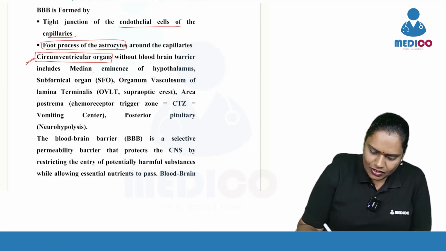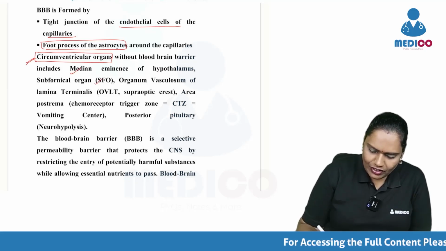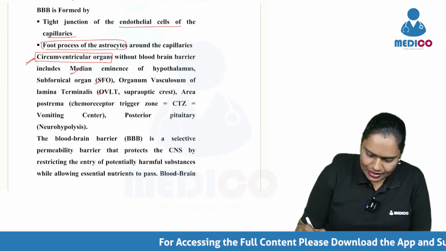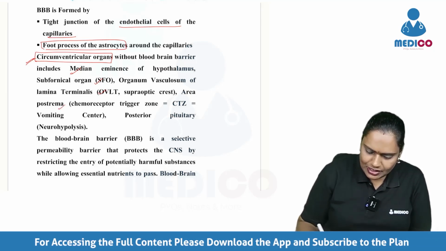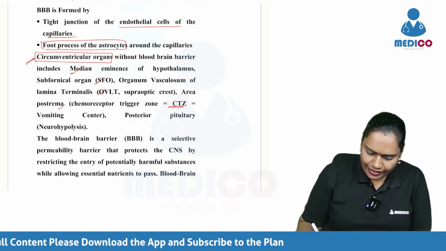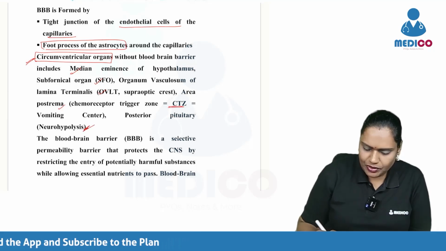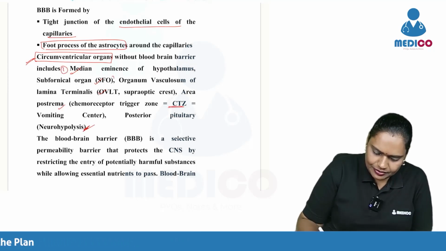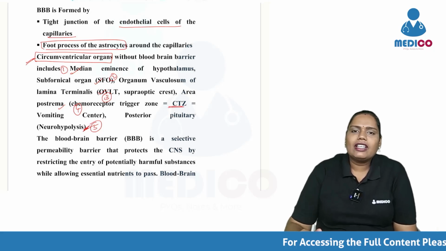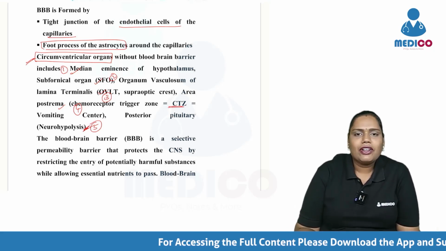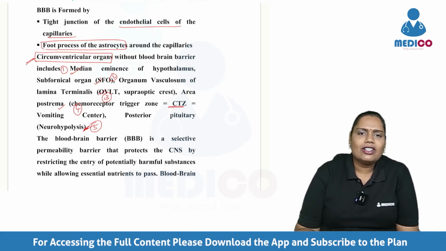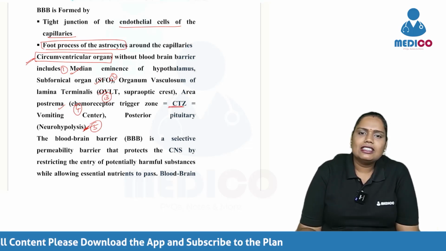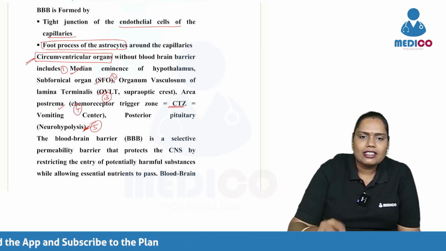The median eminence of hypothalamus, the subfornical organ, OVLT, organum vasculosum of the lamina terminalis, area postrema, that is the chemoreceptor trigger zone, and then posterior pituitary, that is the neurohypophysis. All these areas, 1, 2, 3, 4, 5. So all these 5 areas are regions very important for you to memorize and remember, because these are called circumventricular organs. These are regions where the blood-brain barrier is absent.